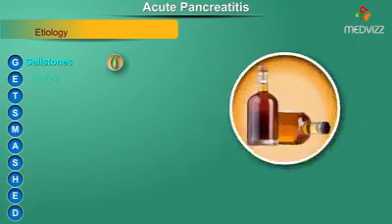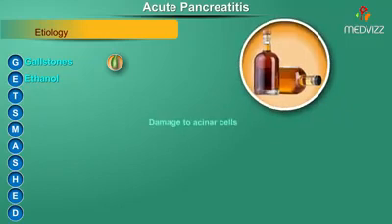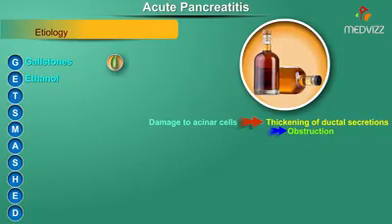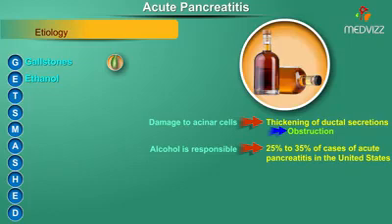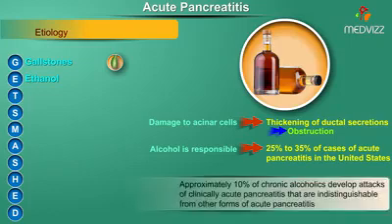E stands for ethanol. Damage to SNR cells resulting in thickening of ductal secretions leading to obstruction can be secondary to ethanol consumption. Alcohol is responsible for about 25 to 35% of cases of acute pancreatitis in the United States. Approximately 10% of chronic alcoholics develop attacks of clinically acute pancreatitis that are indistinguishable from the other forms of acute pancreatitis. T stands for trauma.